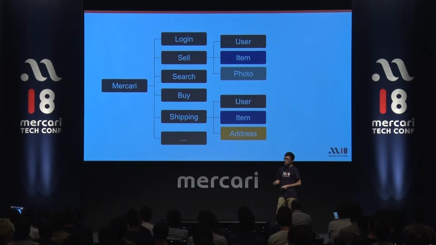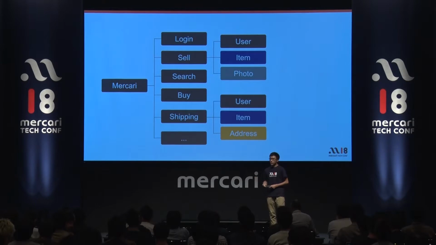For another example, let's say shipping. For shipping, we obviously need to know who we're shipping to, so we need to know the user. And we also need to know what we're shipping, so we need to know the item. And we also need to know the address of the user because that's where we're shipping the item to.